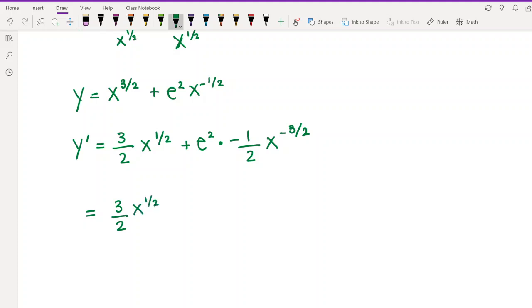And so altogether, this simplifies to 3/2 x to the 1/2, and you could rewrite that as a square root if you wanted to. And then this one would be minus e squared over 2 x to the negative 3/2. And of course, you could rewrite that. You could put that in the denominator. You could change the way these fractions are written, but this would also be totally fine as an answer.